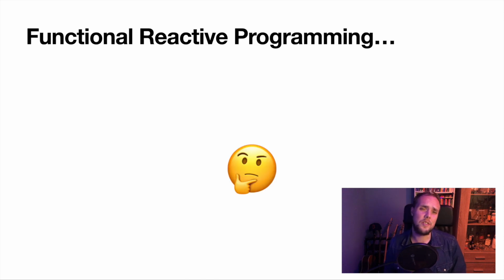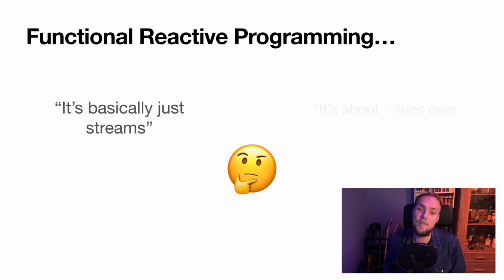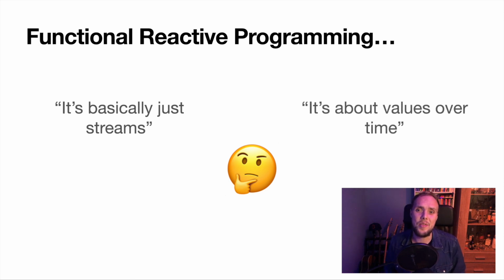So when I first started learning functional reactive programming, I was pretty confused. I did not find it easy to get started with at all. So when I asked other people, like, how do I do functional reactive programming? What is it? How does it work? They would say things like, it's basically just streams, or it's about values over time. And that kind of frustrated me because it doesn't tell me anything about what functional reactive programming is.